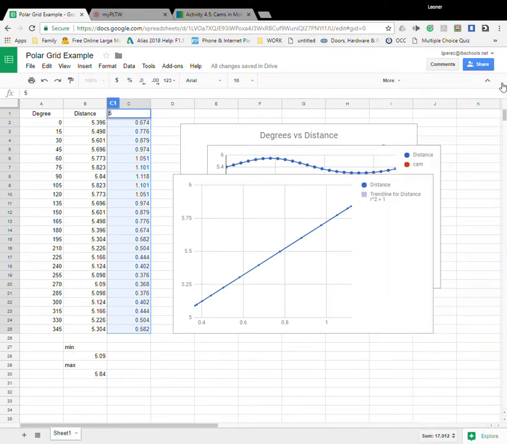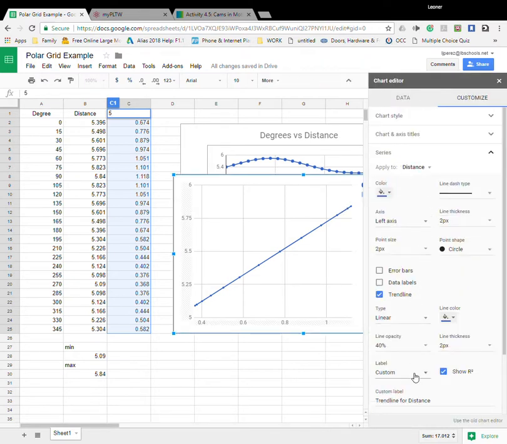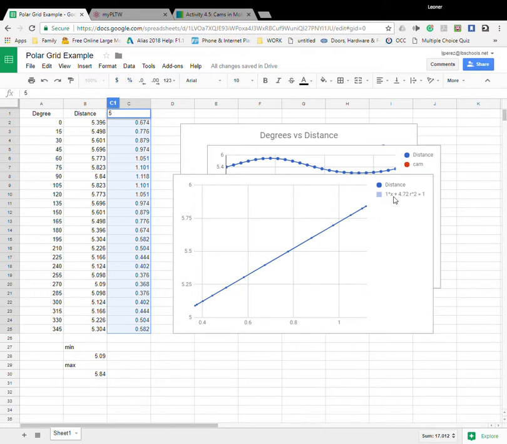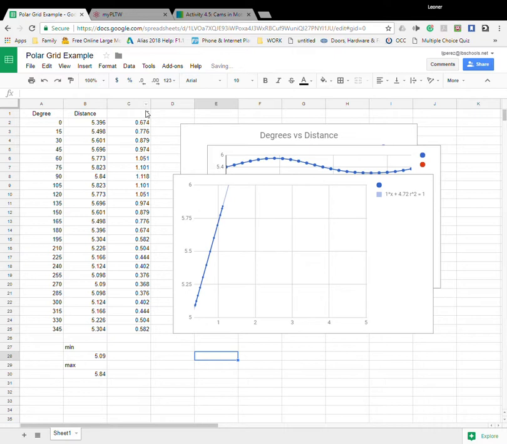I want to go over the formula here. Oops, we didn't get the equation, so let me go back and label, use equation. So here's our equation. So 1x plus 4.72 is the slope of our line in slope-intercept form. R squared equals 1, and we've talked about how these two things relate to each other and our correlation coefficient.